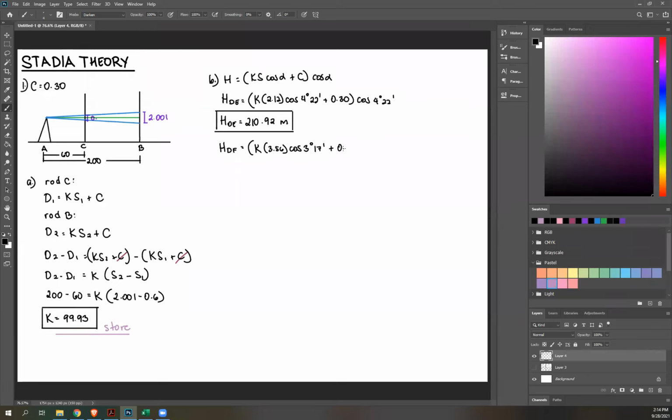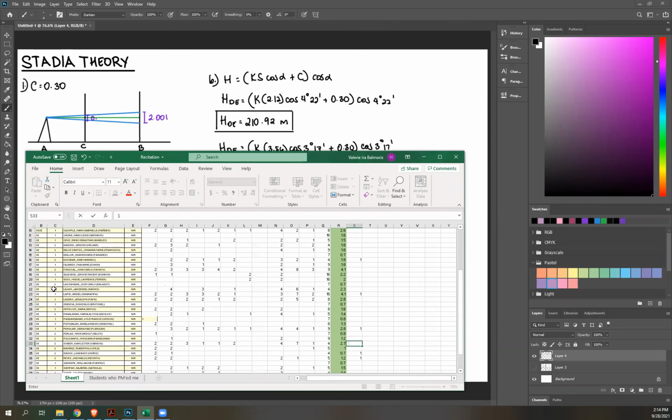And then plus 0.30 cosine. Once again, that's just 3 degrees, 17 minutes. Please solve. What's the answer? Correct. KB and Sebastian. Diego. Cruz Escobar.